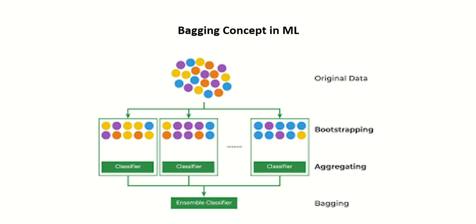The third one is that it improves accuracy. The aggregated predictions of multiple classifiers are often more accurate than the predictions of a single model, making bagging a powerful technique for enhancing model performance.